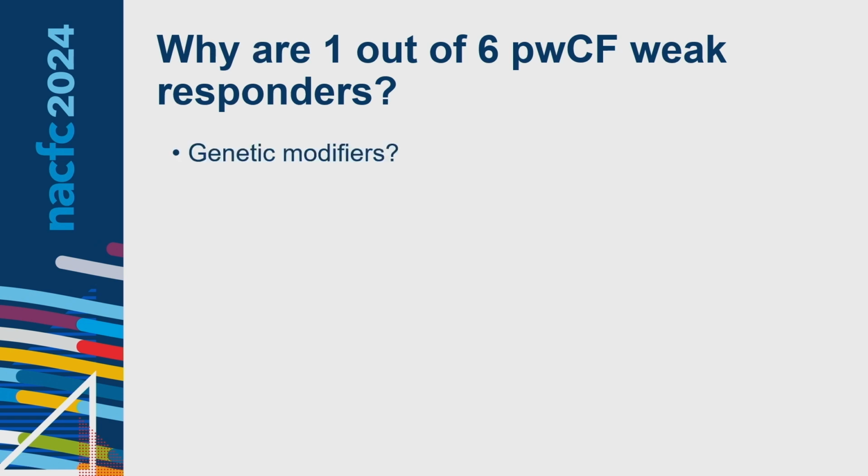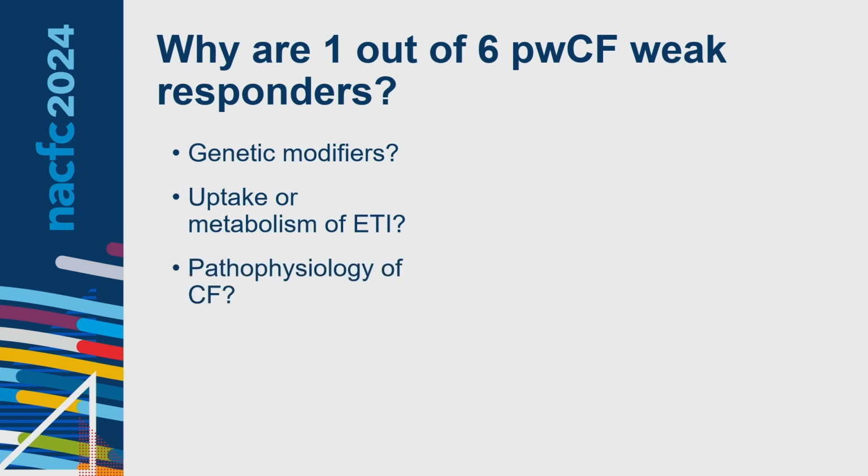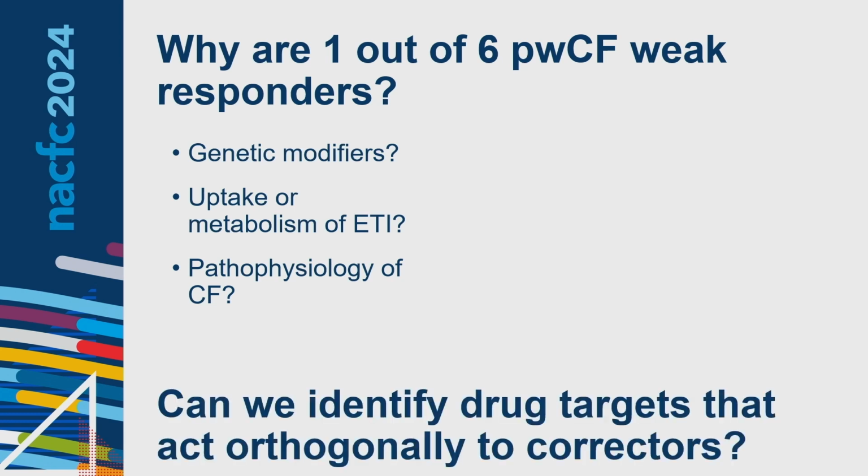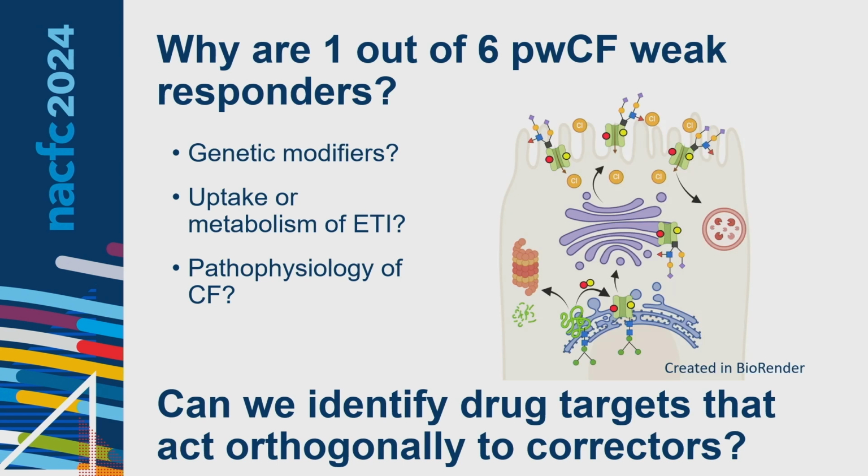These could be due to genetic modifiers, something to do with the uptake or metabolism of ETI, or the pathophysiology of CF. The question that concerns me in my research is: can we identify drug targets that can act orthogonally to correctors to help these people? I'm going to look at the cell machinery that interacts with CFTR in the presence of correctors and see if, by tweaking this in some way, we can enhance the stability and folding of CFTR.